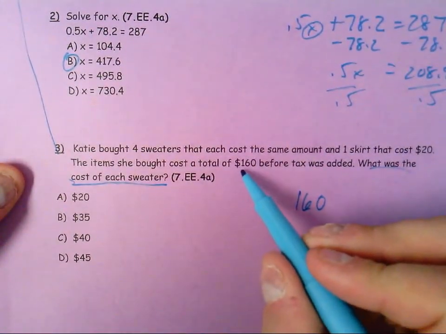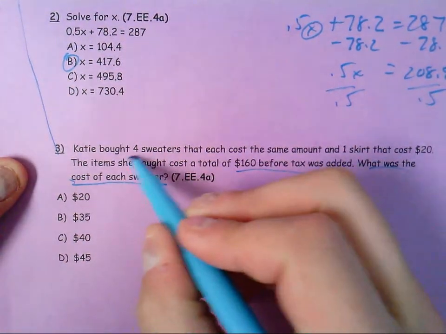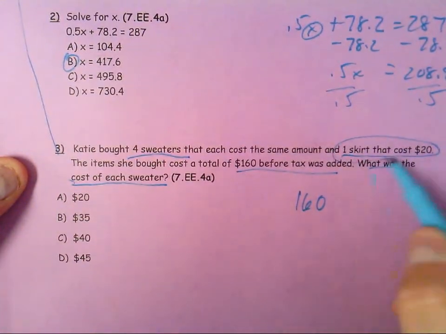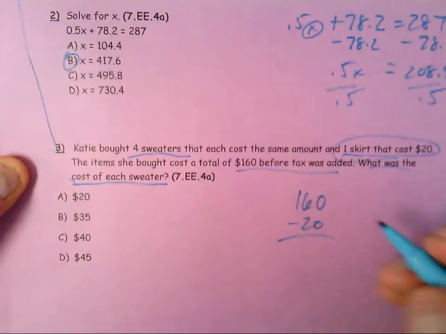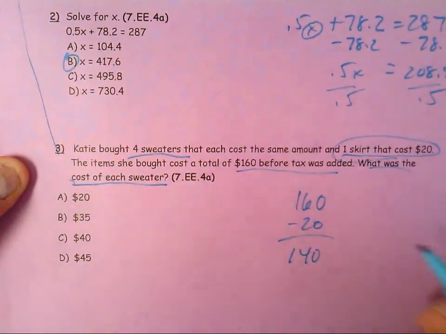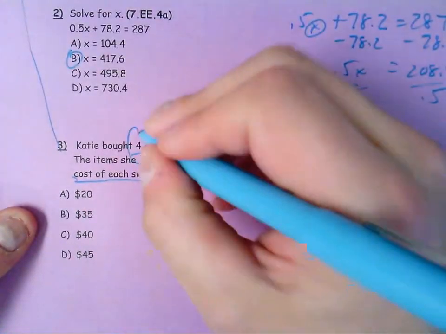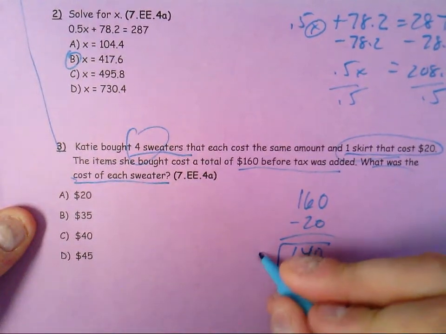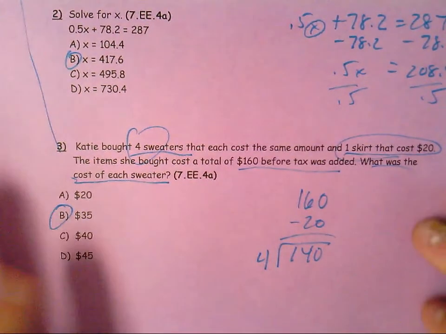So $160 before the tax is added. We're not going to worry about tax. 4 sweaters cost the same amount, and we bought 1 skirt for $20. So I'm going to subtract off the cost of the skirt because we already know we paid $20 for that. That means she paid $140 for the 4 sweaters. Now I take 140 and divide that by 4. This is also going to be a calculator problem. The answer will be B.